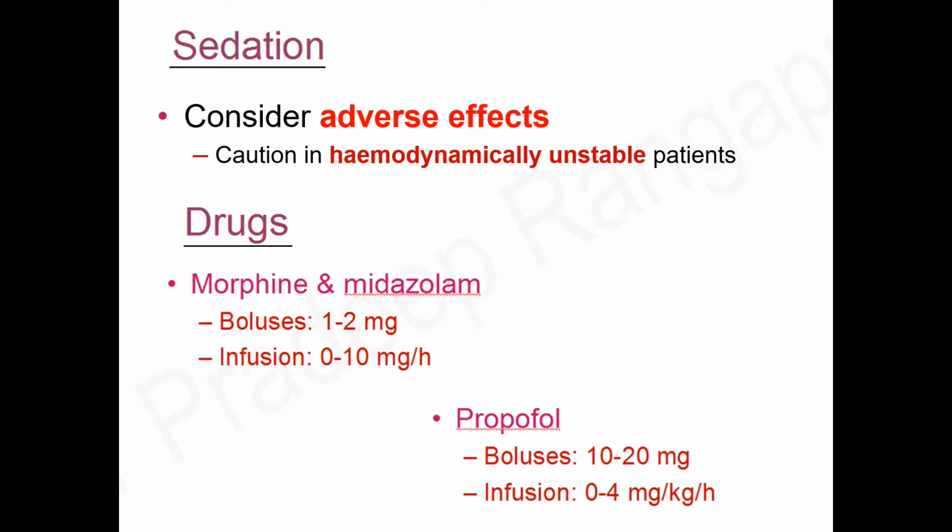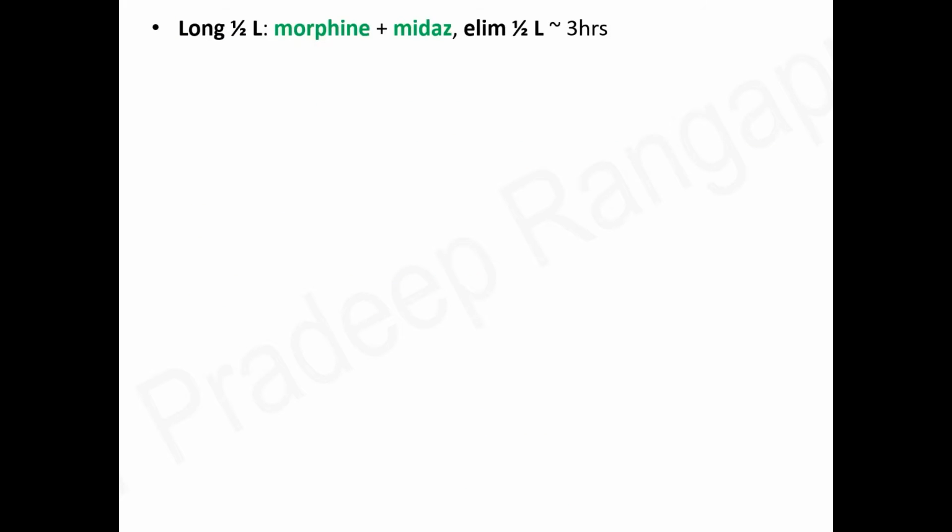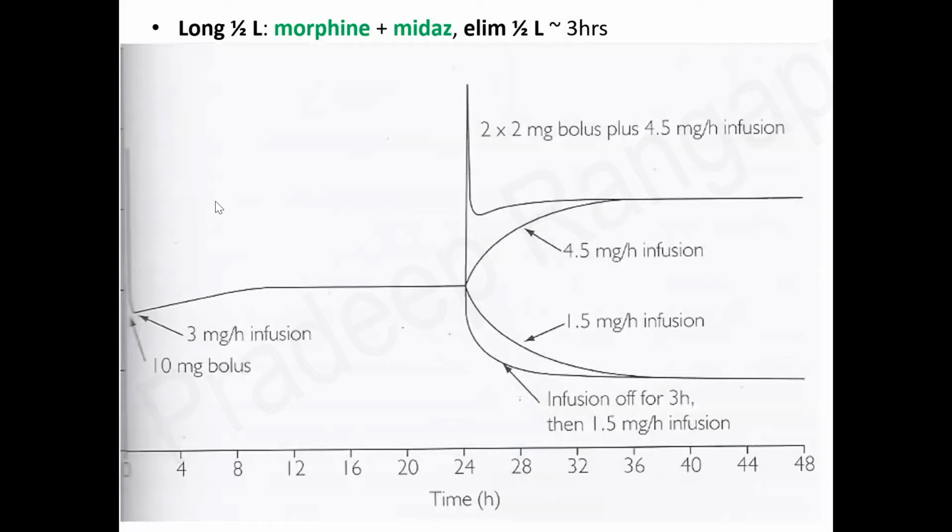Boluses are important for opioids, especially morphine and midazolam, because they have a long half-life, and the elimination half-life is 3 hours. So this is a very interesting graph. When you are using morphine for a patient, you should always give a bolus to titrate them to the level which we desire, followed by infusion. If you look here, if you want to increase the infusion from 3 mg to 4.5 mg per hour, just by increasing the infusion from 3 to 4.5, you wouldn't achieve the serum level.